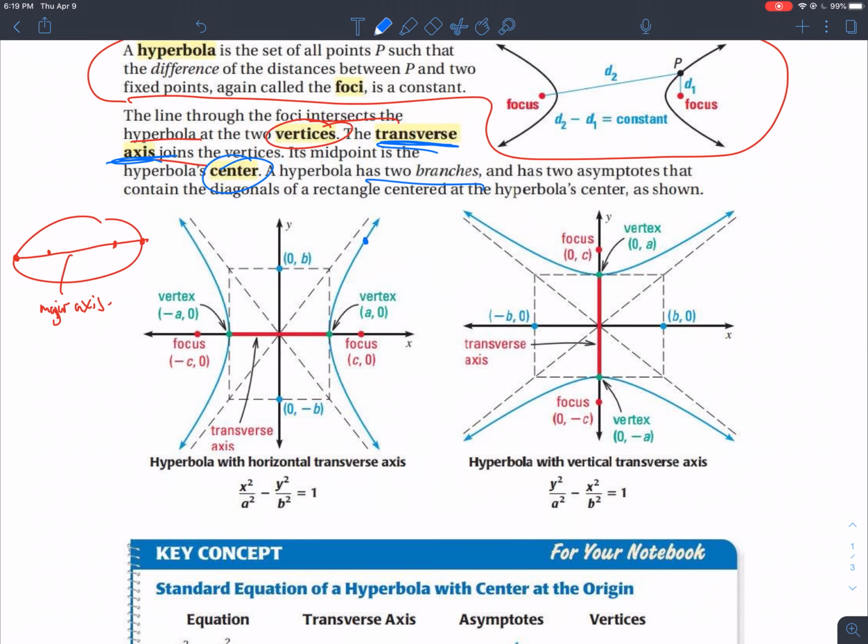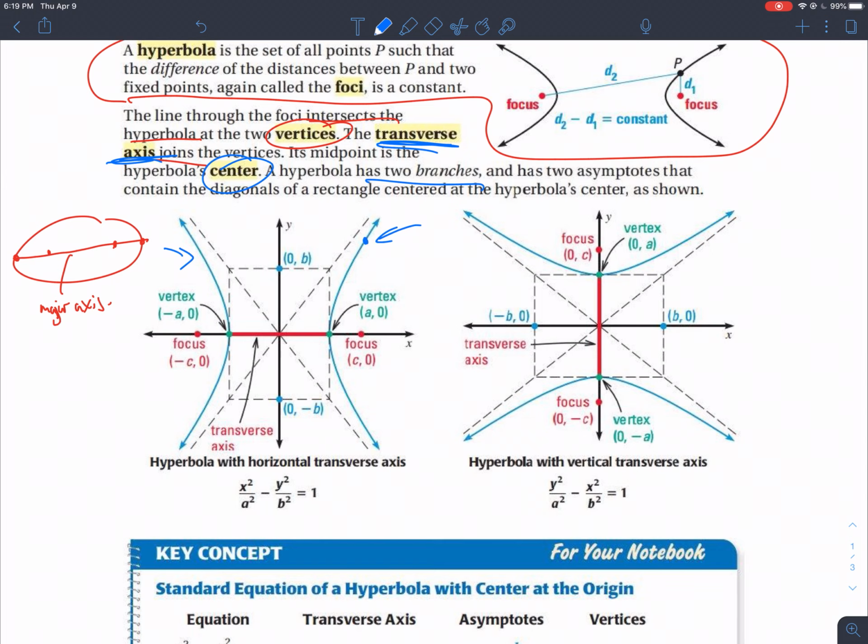And then a hyperbola has two branches, so here's a branch and here's another branch. We discussed that before. And it also has two asymptotes that contain the diagonals of a rectangle centered at the hyperbola's center as shown.